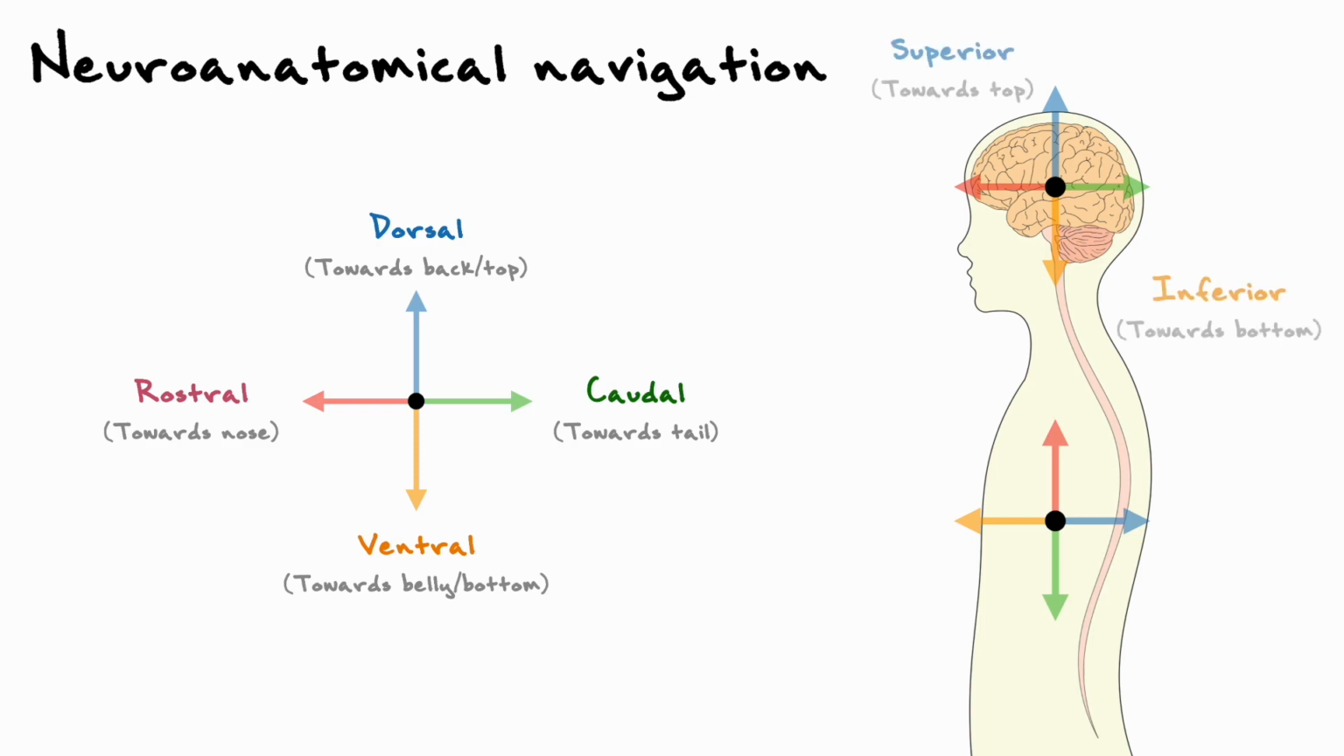So, for up in the brain, the word superior is generally used instead of dorsal, and the word inferior is generally used instead of ventral. Instead of the rostral-caudal axis, the front and back axis is often described in terms of anterior and posterior, with anterior being towards the front and posterior being towards the back.